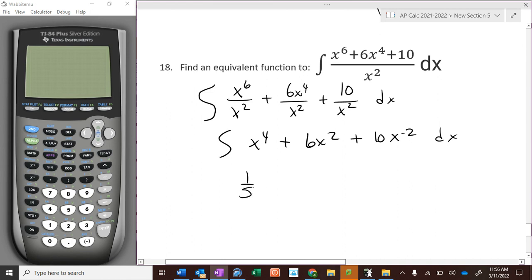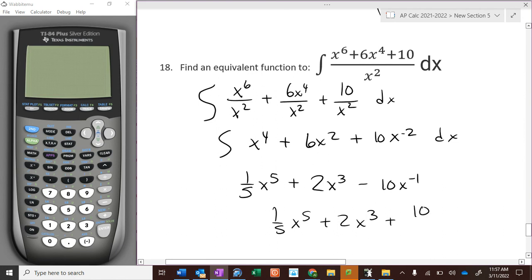1/5 x to the 5th plus 2x cubed plus minus 10x to the negative first. What if it's minus one? No, it's negative. It goes backwards.